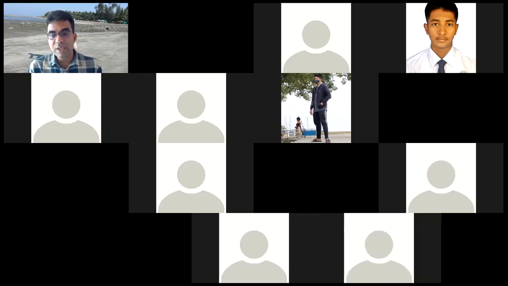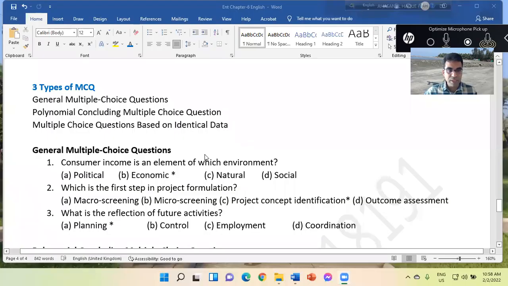Consumers low income, then not selecting the right product. This is the way, by thinking this way, we can solve MCQ. Okay. Look, I want to discuss more questions.